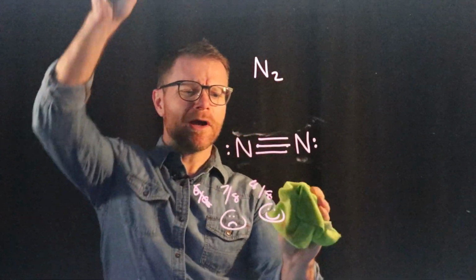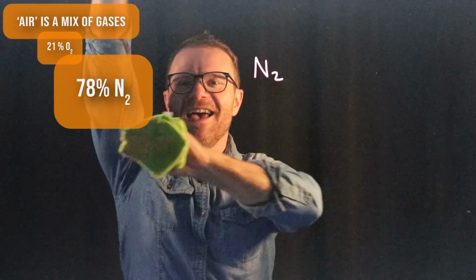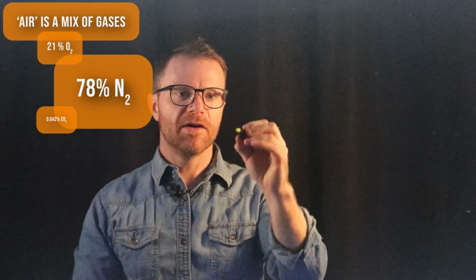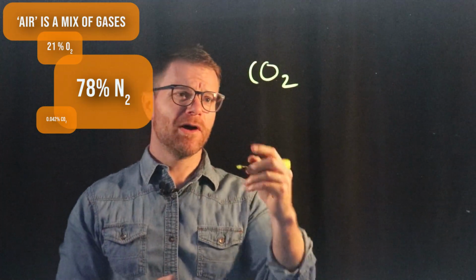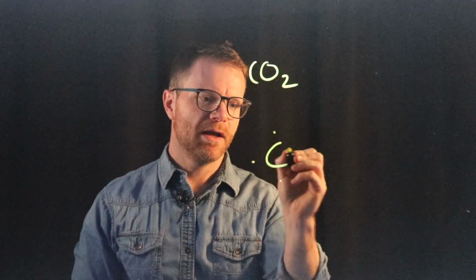Okay, well, we're not quite done. There's other stuff in air as well. This has become a lesson about the atmosphere, I guess. And one of the things in the air that you're probably concerned with is CO2. So if we have CO2, what does that look like? Well, that's going to be a carbon and 2 oxygens. So let's go ahead and put that together.